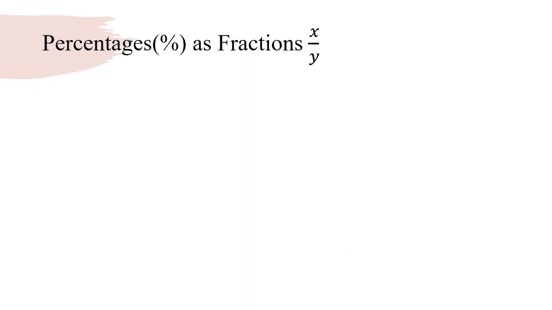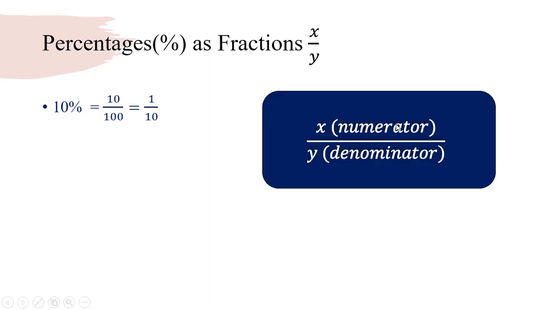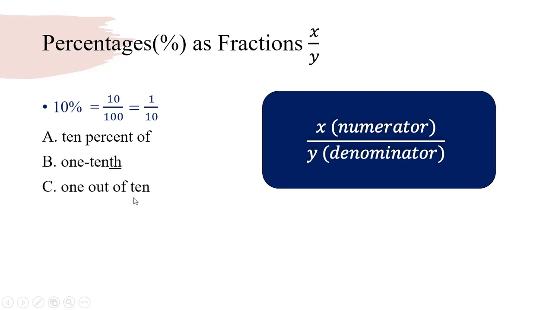Of course, I am sure you know it, but you have to know them by heart since your time is limited in the real exam. Okay, here we have 10%, which is equal to 10 over 100. If we divide both numerator and denominator by 10, we will have 1 over 10. Paraphrasing it in a sentence in the writing part can be like this. A, 10% of. B, 1/10. C, 1 out of 10. And D, 1 over 10. So you have 4 different ways to show a percentage as a fraction.